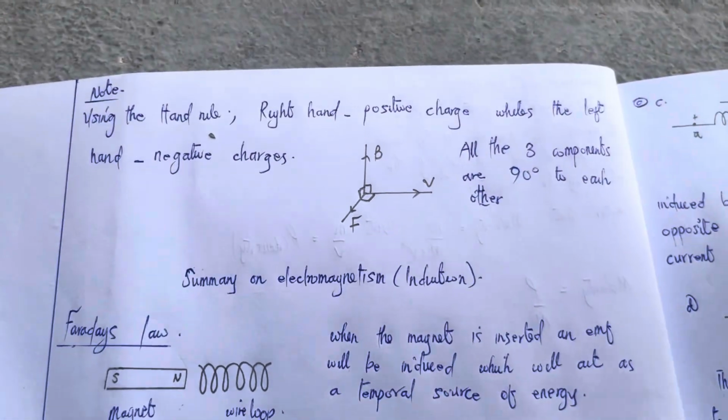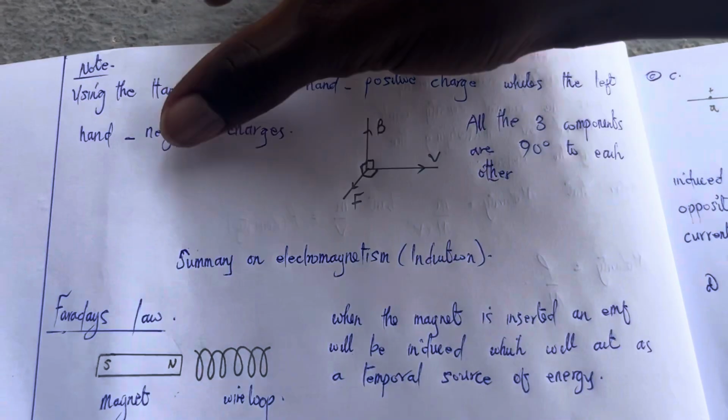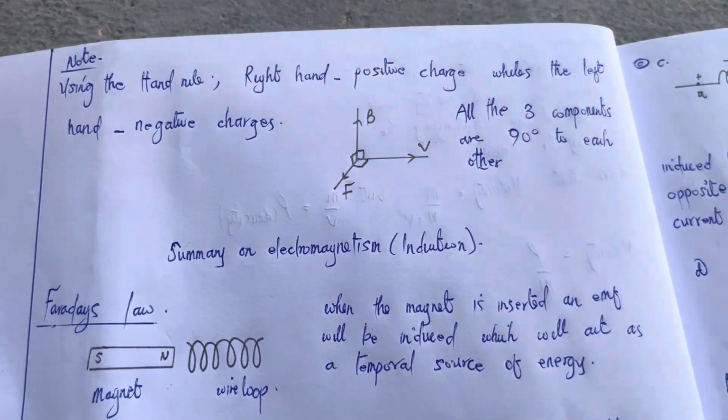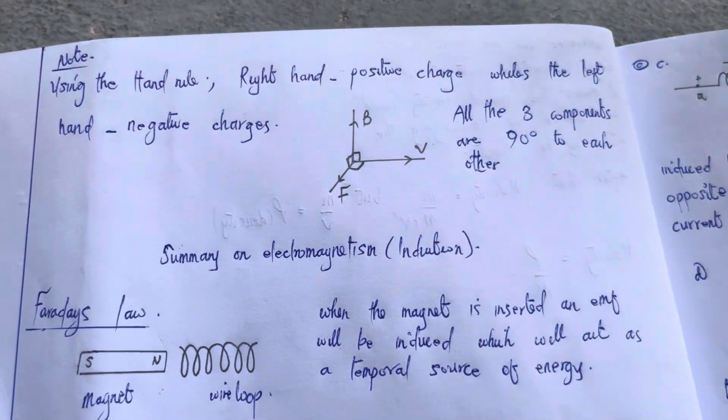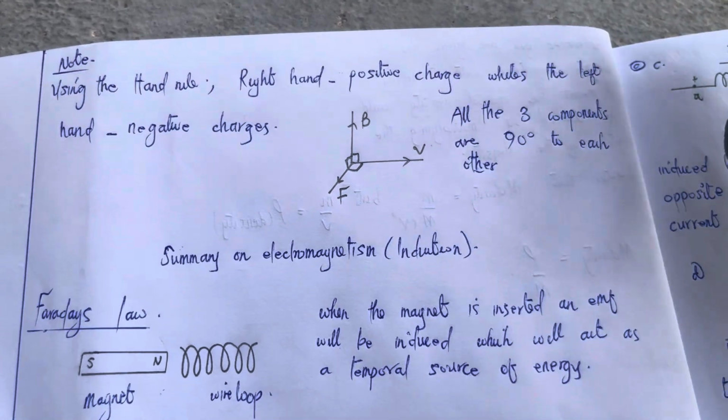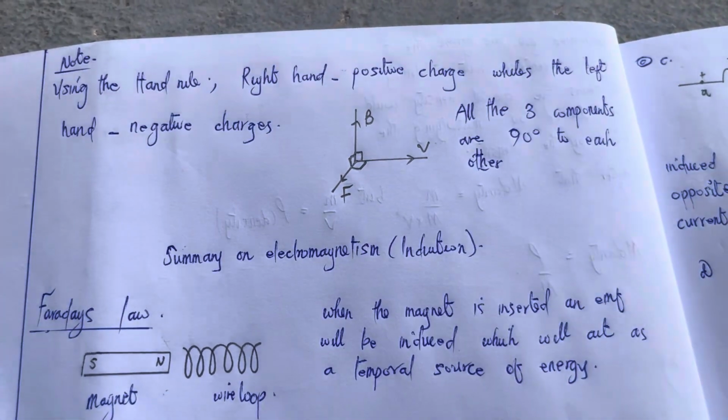So now let's move on. Note that when you are using the hand rule, there are some things you should know. Depending on the type of charge you are dealing with, if it is a positive charge, you have to use your right hand, and if it's a negative charge, you have to use your left hand.